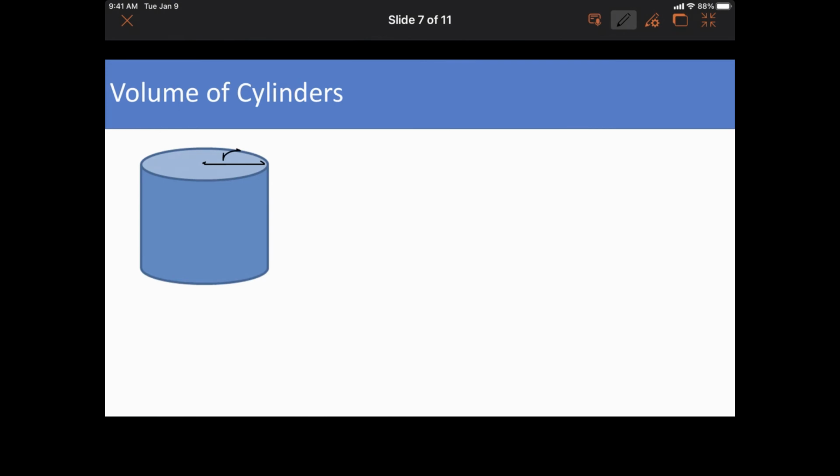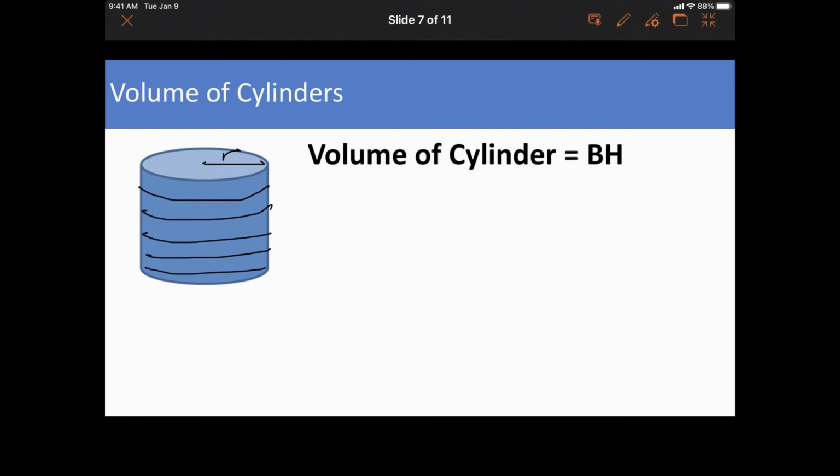Well, is it similar to a prism? If I found one layer, and then multiply by how many layers, would that be the volume? The answer is yes. So it is just the same generic formula, base times height. Now for a cylinder, what is the base? Well, that's very specific, because for cylinders the base is always going to be a circle. So because of that, the formula will always be pi r squared times height.